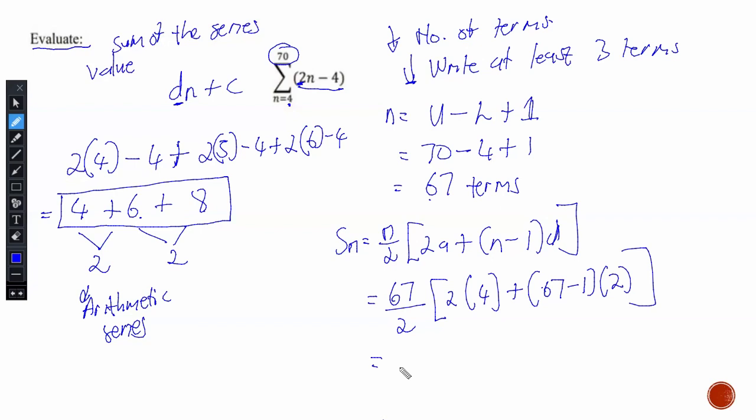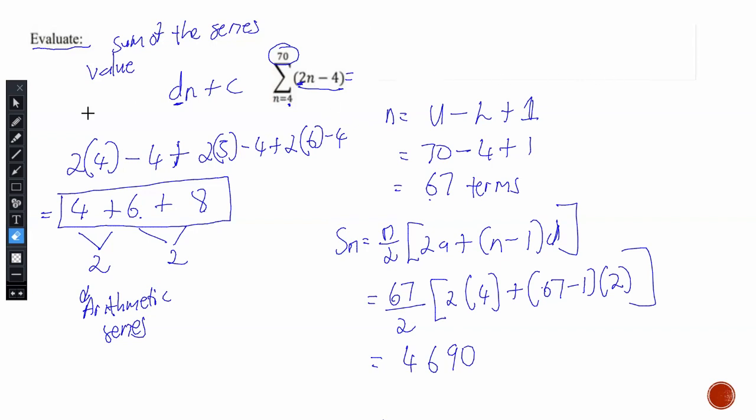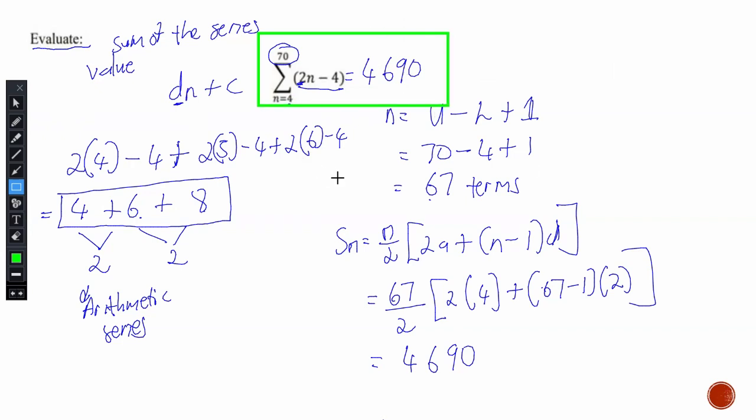All you have to do now is simply punch all of this into your calculator: 67 over 2, and then bracket 2 multiplied by 4 plus 67 minus 1 inside the bracket, then multiplied by 2. This is going to give us 4,690. So you will say this is equal to 4,690. Of course, you need to show all of these steps. You can't just calculate on the side and write 4,690 and expect to get full marks.